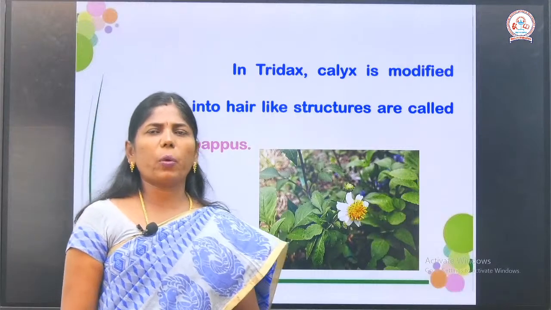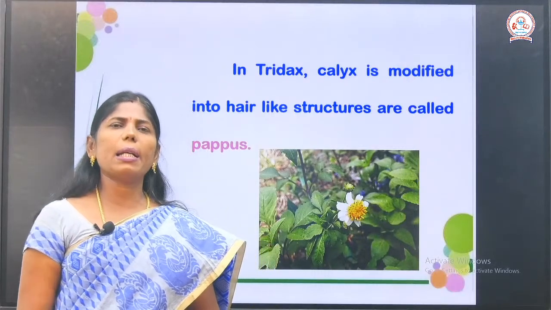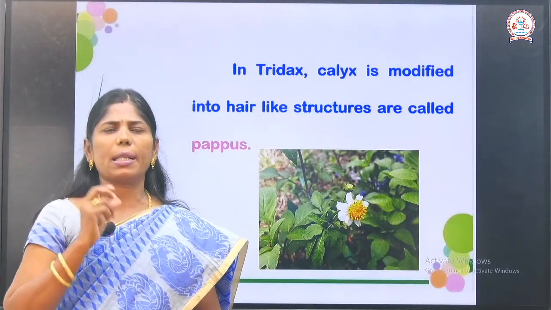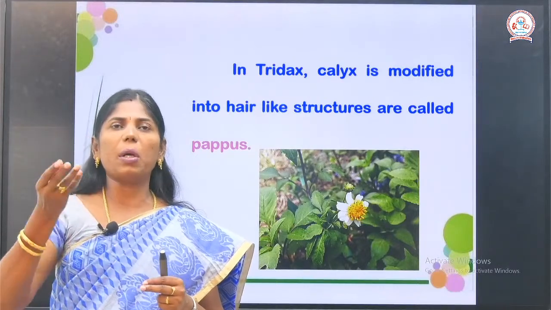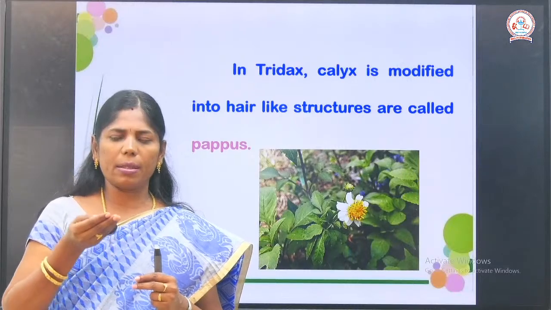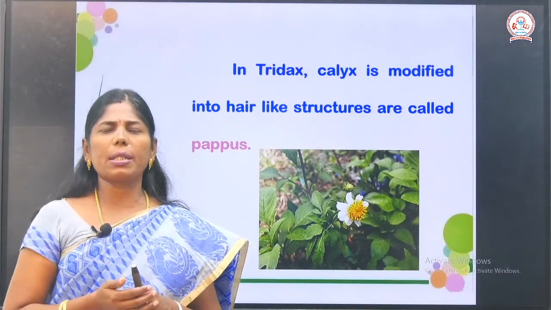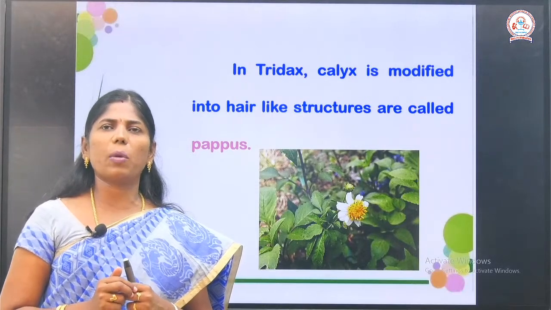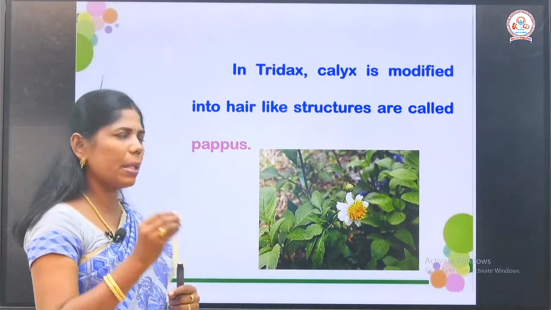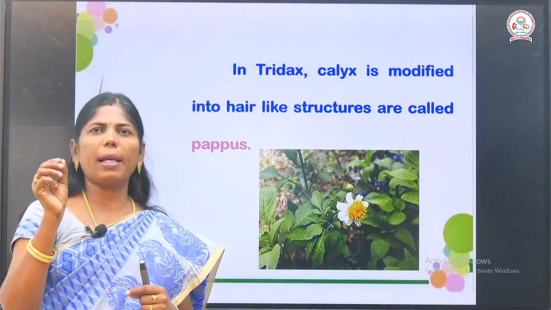In Tridax procumbens, the calyx is reduced to a pappus-like structure. Okay, it can easily float in the atmosphere. By this way it does wind pollination, that is anemophily. So that is a modification: the calyx is modified into pappus. Pappus means small hair-like structures.